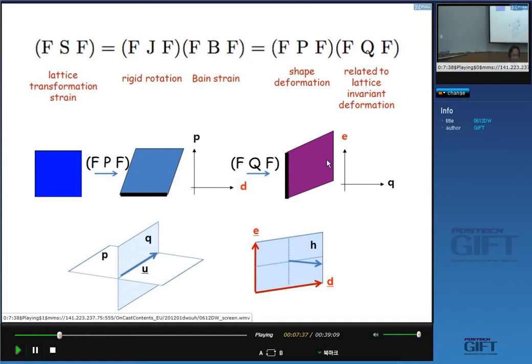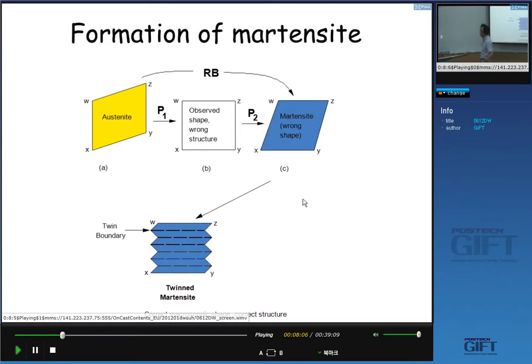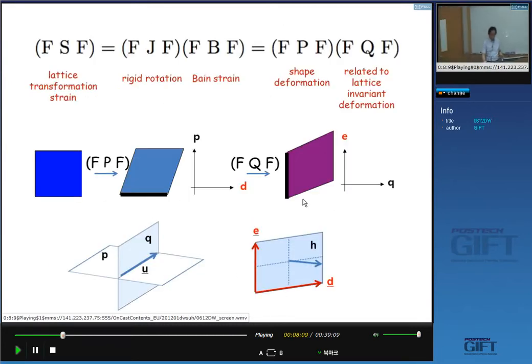This one? Yeah. This is the secondary invariant plane strain in this slide. Here, P2, the deformation corresponding to P2, will be represented by the deformation matrix Q. Here? Yeah. The shape deformation is the deformation that we observe.